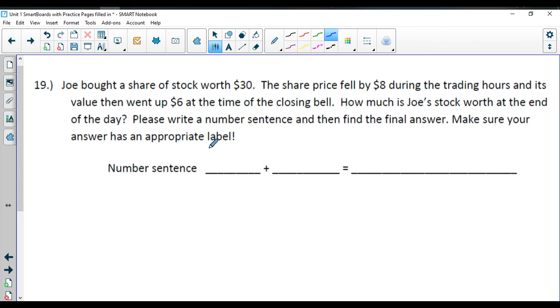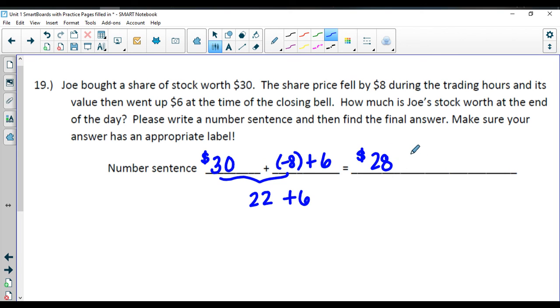Well, this number sentence isn't going to give you enough space here, so we start off at $30. It's positive. It's going to fall by $8, so we're going to plus a negative 8, and then it went up $6, so we're going to add 6 into there. So if you do 30 plus a negative 8, that's going to give you 22, plus 6, you're going to have $28 as your worth of the stock. So if you just have a dollar sign, that's fine.